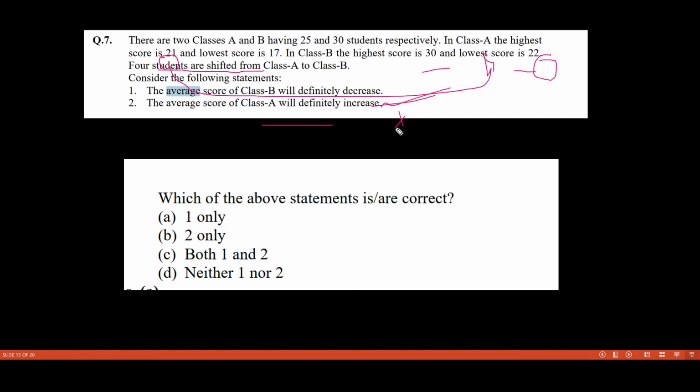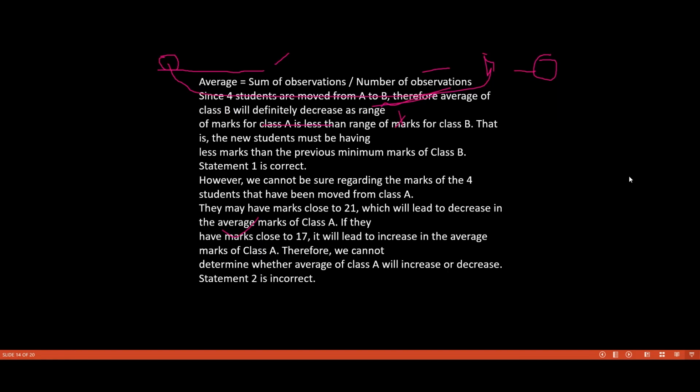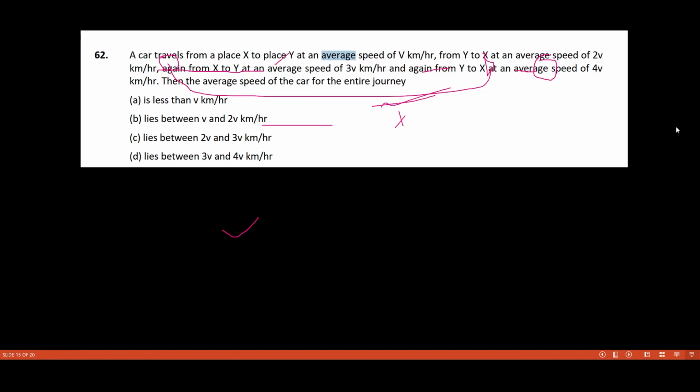And the average score of class A will definitely increase. That we can't say. Why? Because we don't know which students have gone. Either all the students who were scoring 21, 20 are gone, or all the students on the lower end, that is 18, 17, are gone. So we can't say anything about this. So we get our answer 1 only. All right. This is a very simple question.